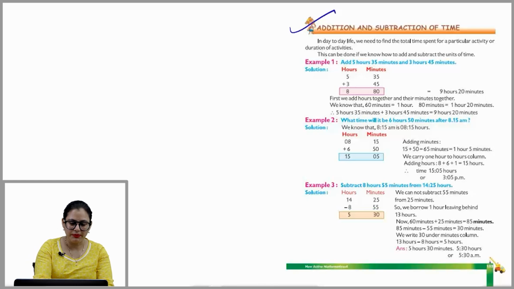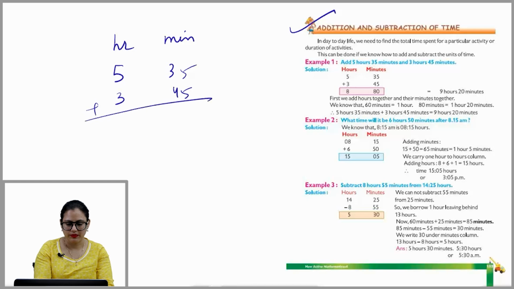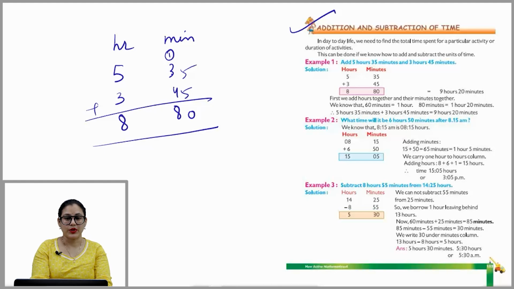First, we'll make two columns, one for hours and one for minutes. 5 hours 35 minutes, 3 hours 45 minutes. Let's add. 5 plus 5, 10, 1 carry, 3 plus 4, 7 plus 1, 8, 5 plus 3, 8. So, 8 hours and 80 minutes. But 80 minutes? First, we add hours together and then minutes together.